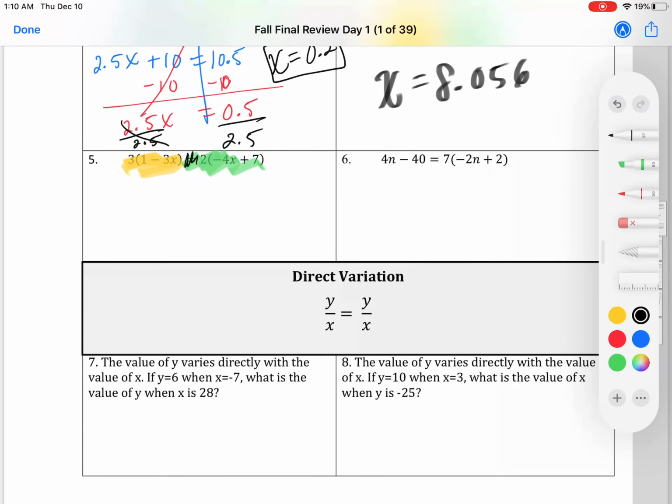Same thing with number 6. Go ahead and try number 6. The only issue with 6 is it has to be an X, not an M. That was the first step of Desmos. So if you want to use Desmos, where you just type in the left, and then you type in the right, you can do that way. Or you can solve by hand, by distributing, moving the letter to the left, the number to the right, and divide.